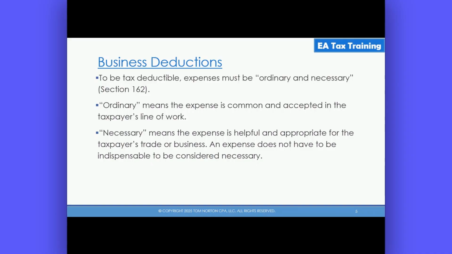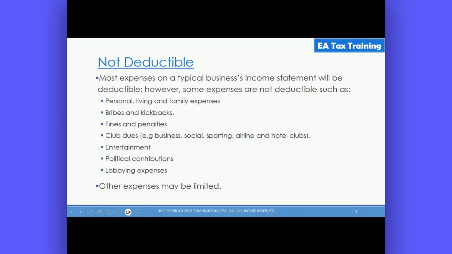But just know that in practice, what ordinary and necessary means is that it is legitimately a business expense. There's no question. You're not stretching the definition. In your heart of hearts, you know this is a business expense. So that's what it is. Ordinary and necessary. For the exam, you want to know those definitions.